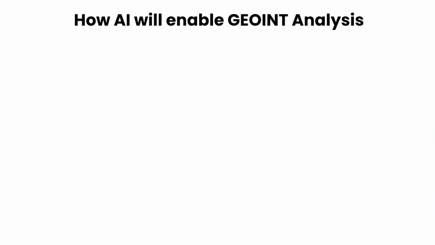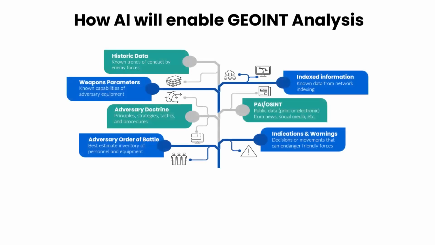So just to go over the process of how AI can enable GeoInt analysis, chatbots are really powerful tools and they rely on information that has already been indexed from the internet. So for this project, I'm going to rely on that previously indexed information, things like geographic locations, adversary doctrine, historic data, but then I can train it on synthesized data such as imaginary weapons parameters and adversary order of battle, indications and warnings and such.